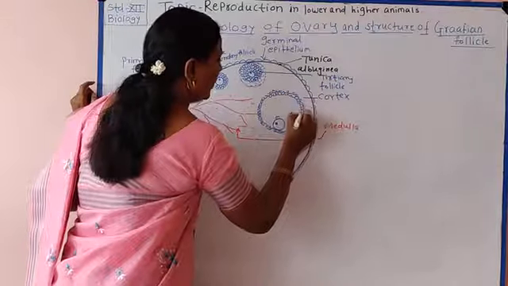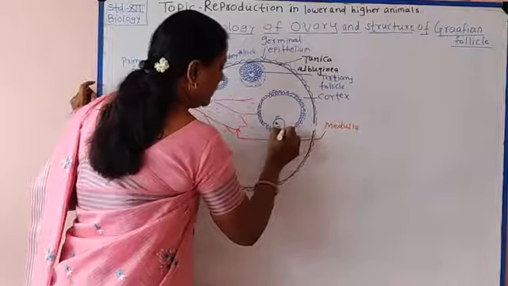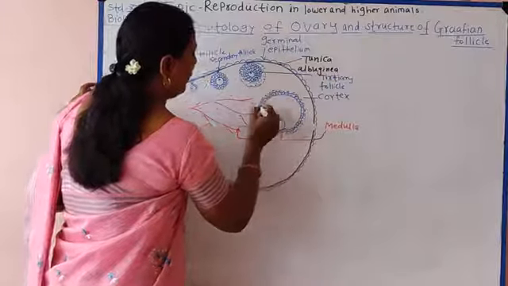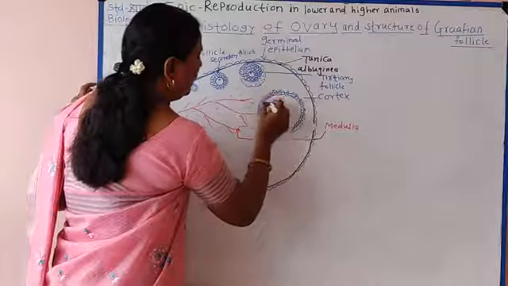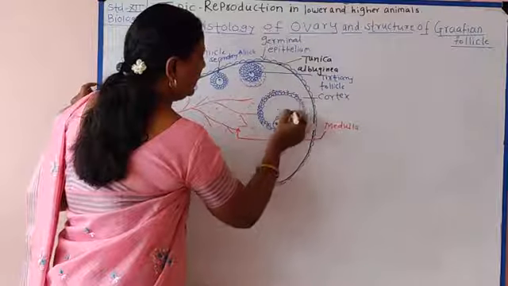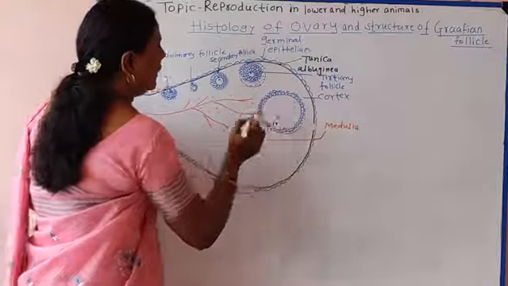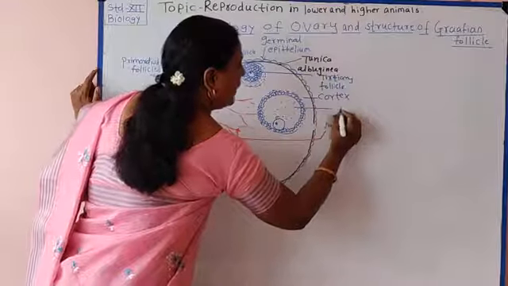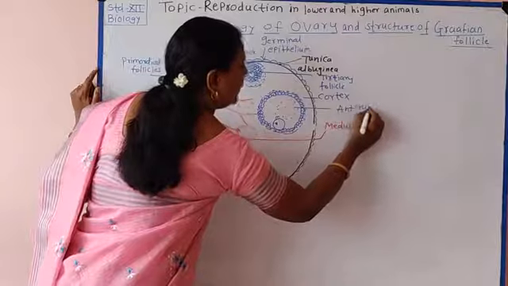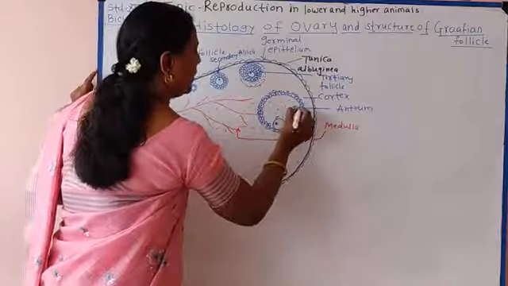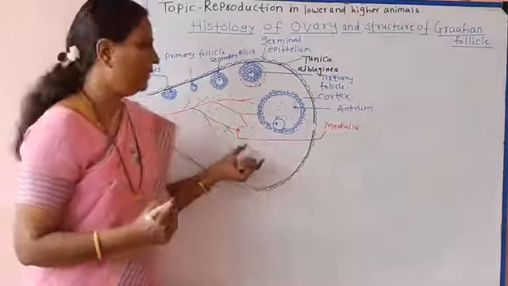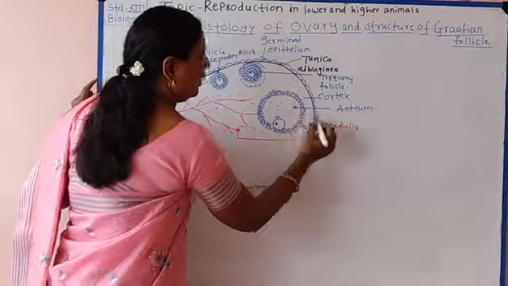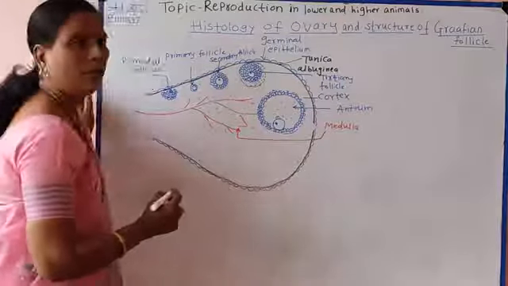These follicular cells are called the membrana granulosa. Now due to the antrum, a fluid-filled cavity is developed inside the follicle, and that is called the antrum. It consists of a fluid which is called the liquor folliculi. The fluid is called liquor folliculi.